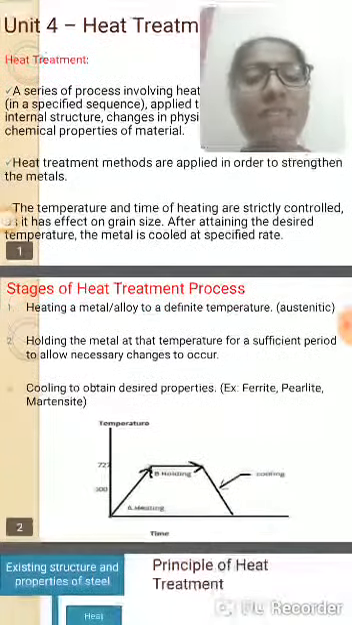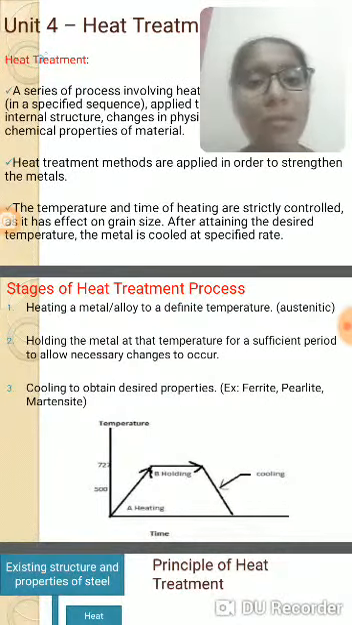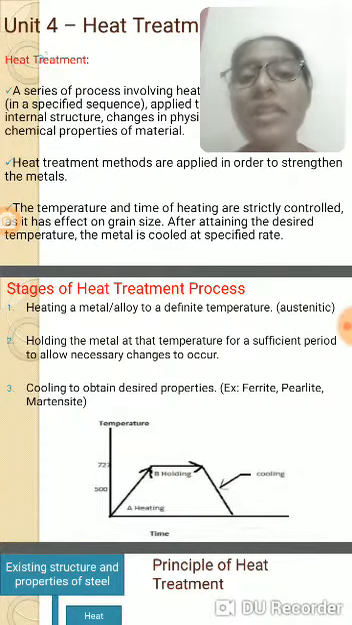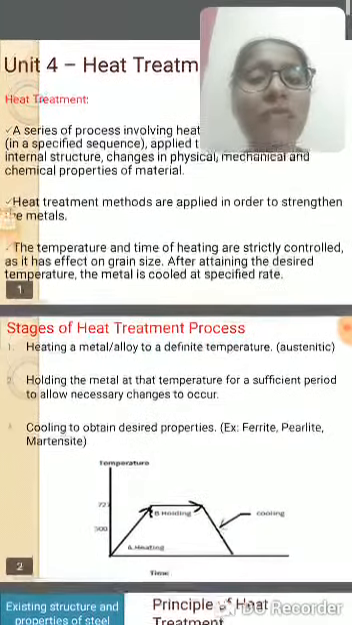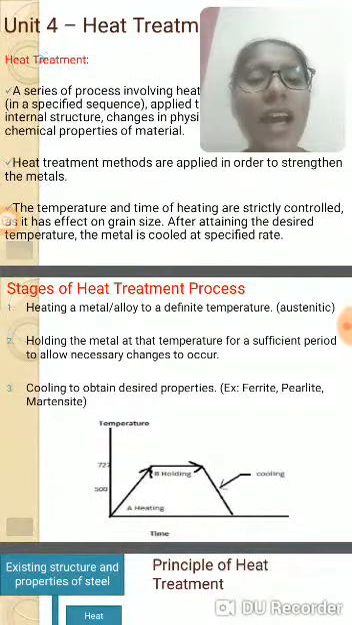The heat treatment process depends upon two factors mainly. The first factor is temperature and the second factor is time. So it depends upon time and temperature, and these are strictly controlled. This is because they affect the grain size. The metals or the materials are heated for a certain time, then cooled at a specific rate. This was all about heat treatment, why it is done, and on what factors it depends.